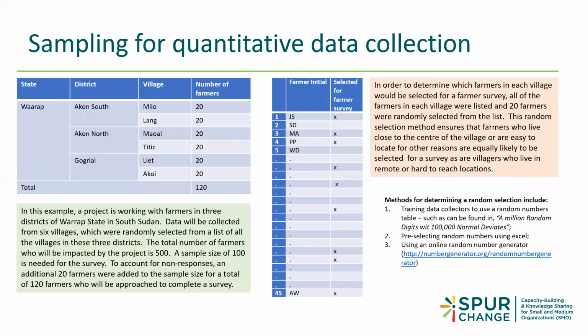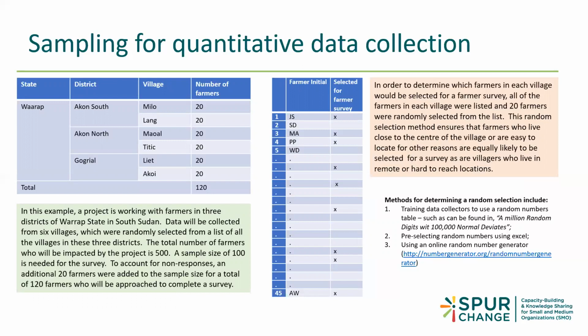Survey data for this project will be collected from 6 villages, which were randomly selected from a list of all the villages located within the 3 districts. For your project, lists of all the villages or districts in the area where you are working can often be obtained from national census data. The 6 randomly selected villages for this sample project are indicated in this chart on the slide.